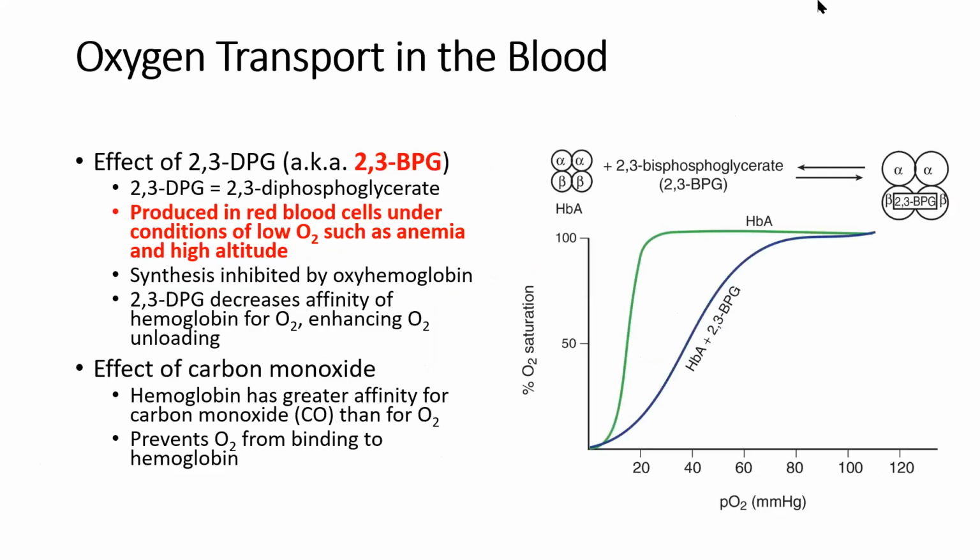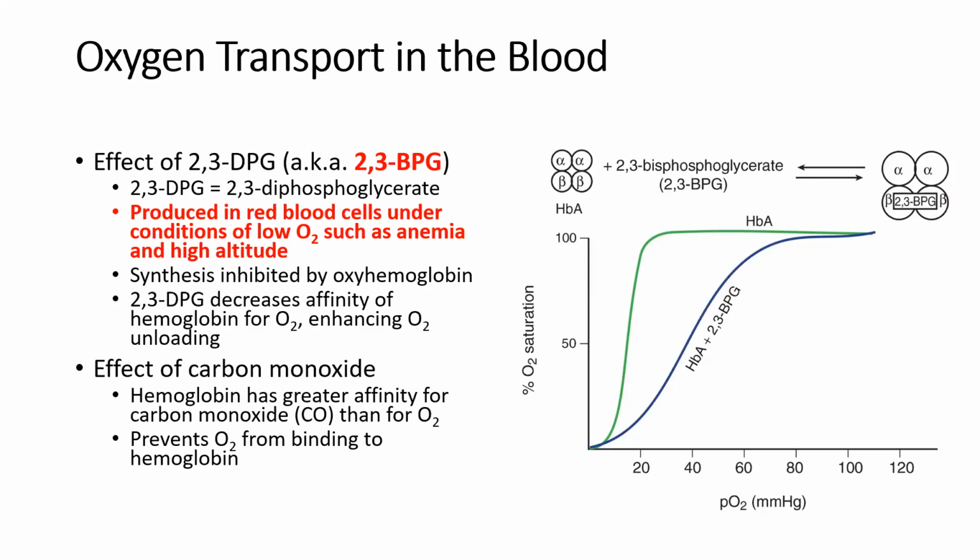All right, the third thing that has an influence on the binding of hemoglobin to oxygen is a molecule called 2,3-DPG. It's also sometimes called 2,3-BPG, the exact same molecule being referred to. So either 2,3-diphosphoglycerate or 2,3-bisphosphoglycerate. And this is basically produced by erythrocytes under the conditions of low oxygen, or anything that produces anemia, or even instances where we are at higher altitudes, which are synonymous with lower partial pressures of oxygen, okay?